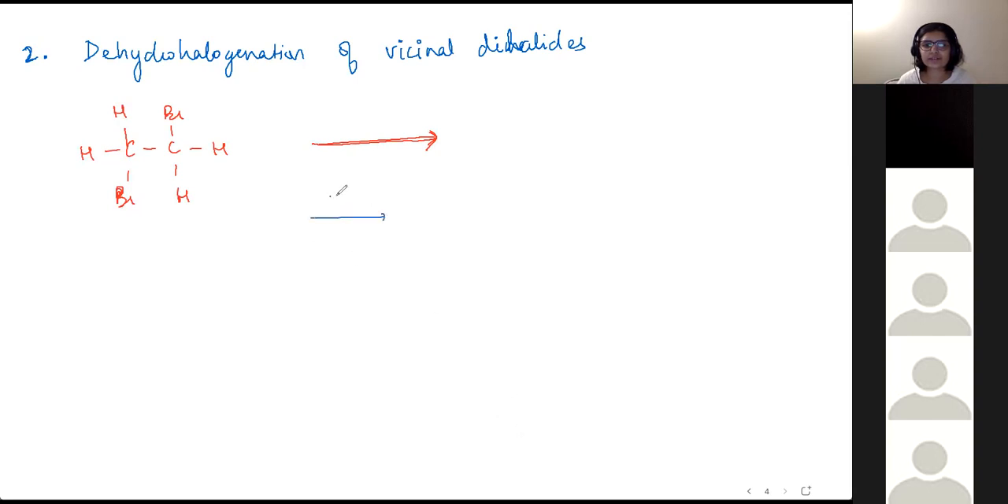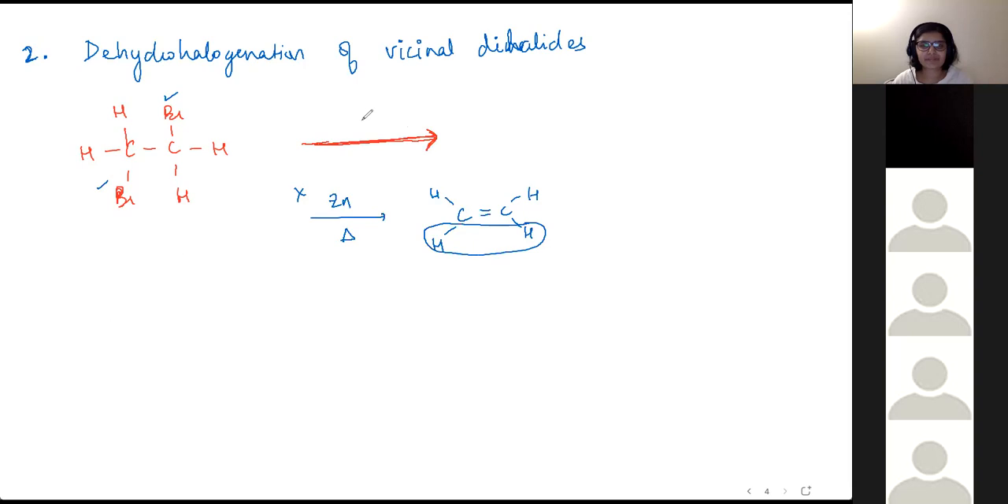I'll show you what happens. If I take zinc in this case and heat it with zinc, the zinc is going to take both the bromine atoms and I'm going to end up with an alkene. If I want to produce an alkyne from this, I'll have to do something else to remove the hydrogen atoms. So zinc is a bad idea. We have to use something which has a positive for Br and negative for hydrogen. Yes, it's that kind of a reagent.